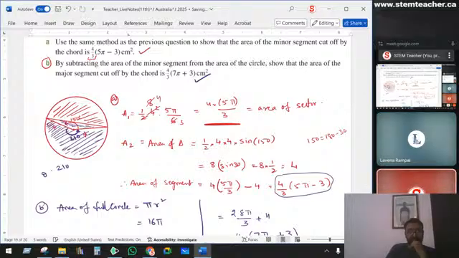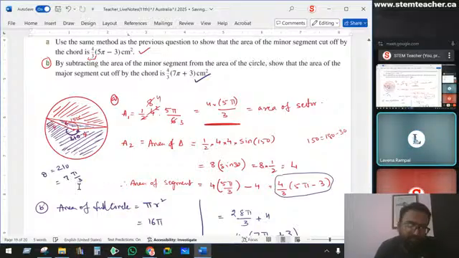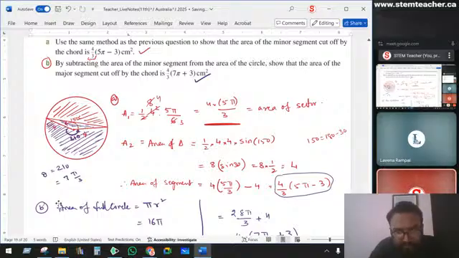So now to get the major sector, your theta is 210, which is 7 pi by 6. Let me check: 150 is pi by 6 times 5, that is 5 pi by 6. It is actually 7 pi by 6 for 210.